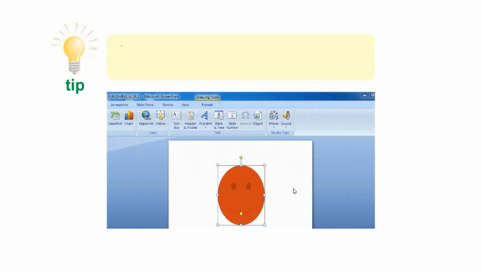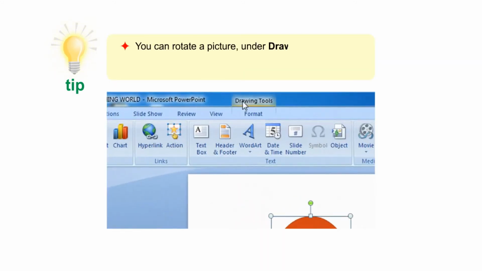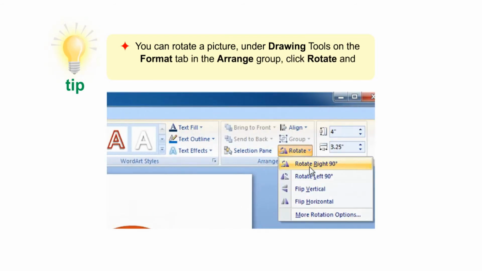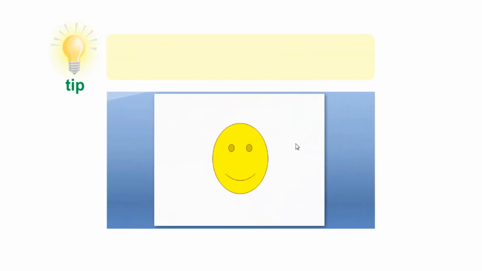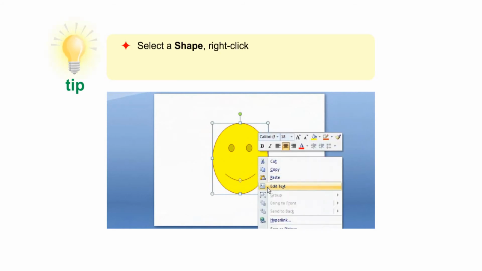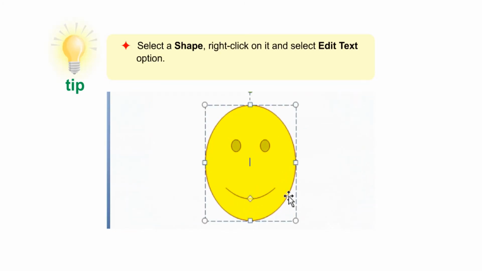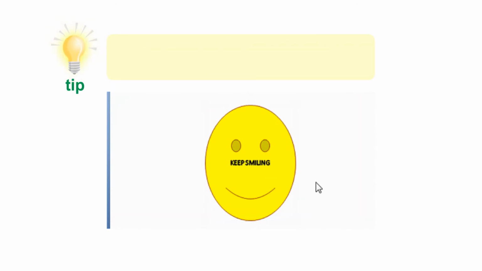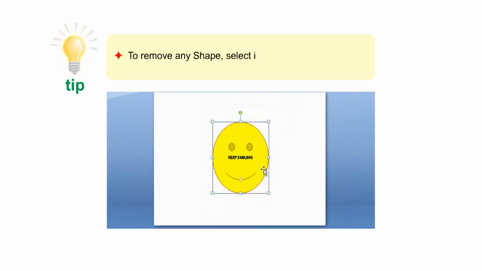Okay, students, note some more tips. You can rotate a picture under Drawing Tools on the Format tab in the Arrange group. Click Rotate and select the desired option. Select the shape, right-click on it and select the Edit Text option. The insertion point appears in the shape and you can type text. To remove any shape, select it and press the Delete key.